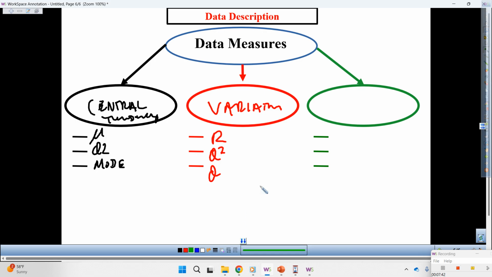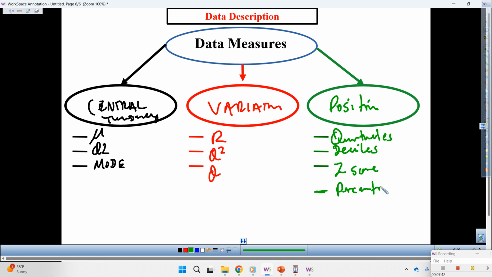And our last but not least, how about Aaron? Position: quartiles, deciles, Z-score, or standard score, and we're missing one more, percentiles, yes. And we covered three different formulas for percentiles, right? Two of them simple ones, and one for when they give us a table.